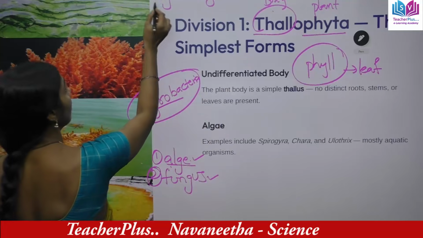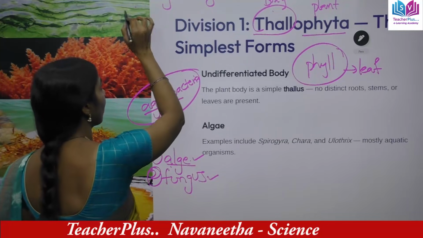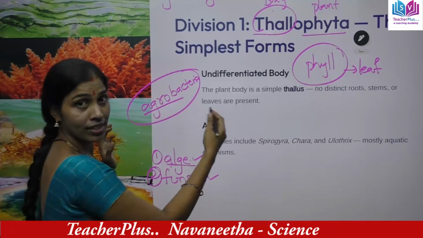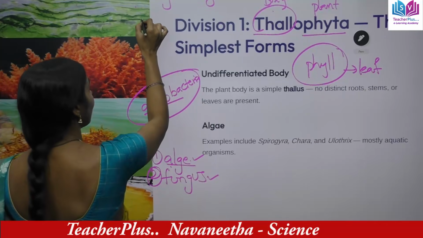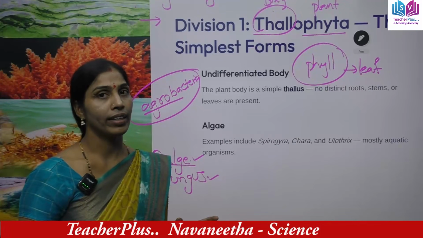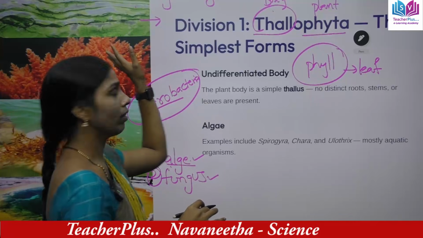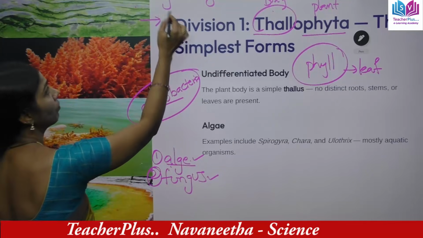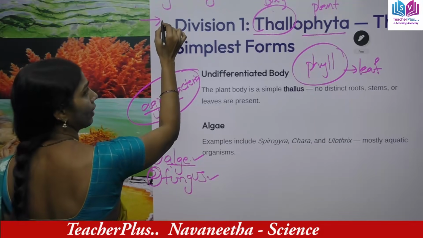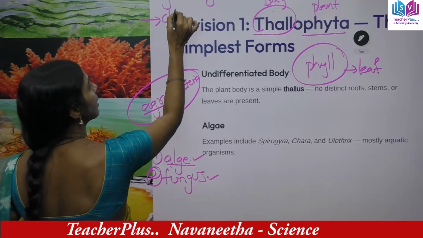See here, this is a green algae. It is green in color. It can prepare its own food by itself. They can give oxygen. And their habitat is mostly water and moist places. Completely they live in the water. And see here, this green algae has chlorophyll, right? So this is also called chlorophyceae.